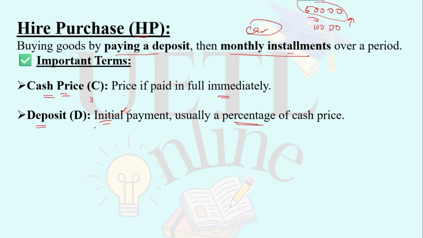that is what we call the deposit. Then installments: this is the money you are going to pay monthly. You're going to pay this month, and the next month. This is what we call the installment.